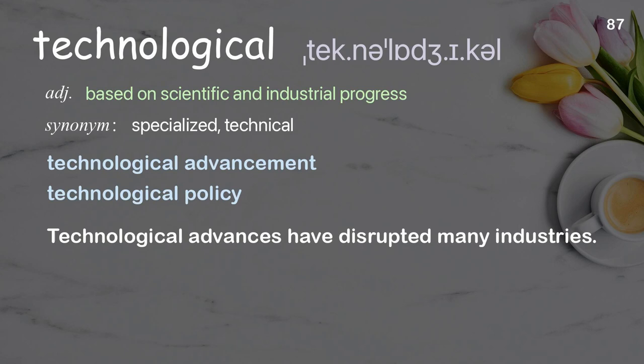Technological: based on scientific and industrial progress. Examples: technological advancement, technological policy. Technological advances have disrupted many industries.